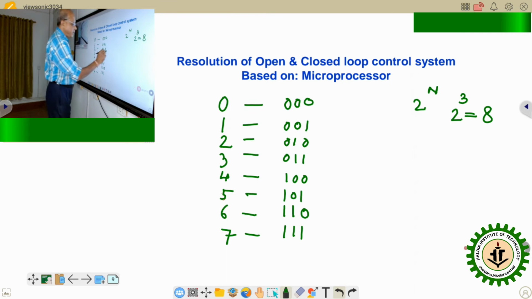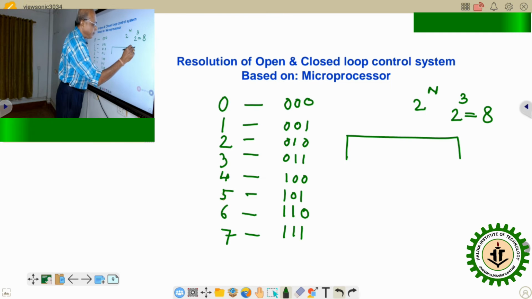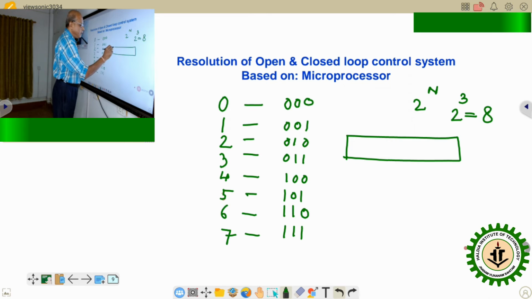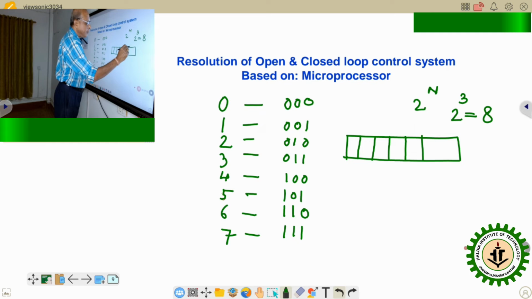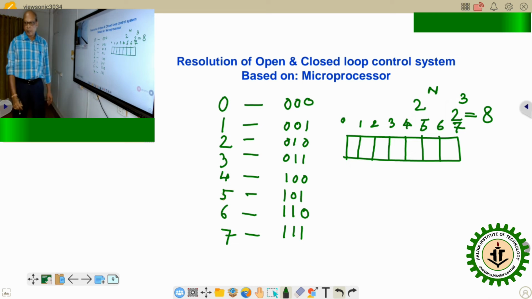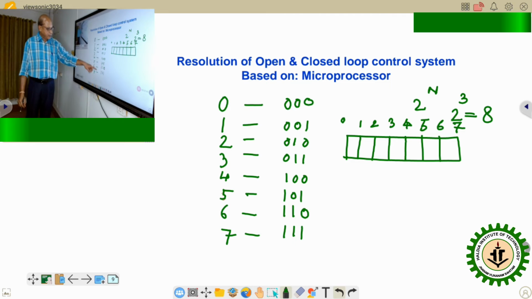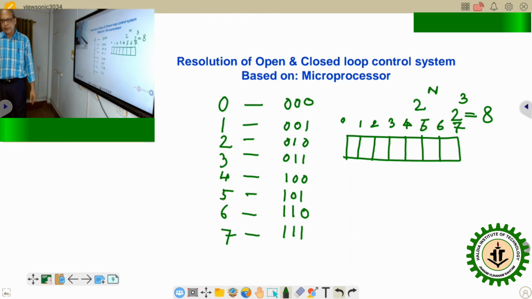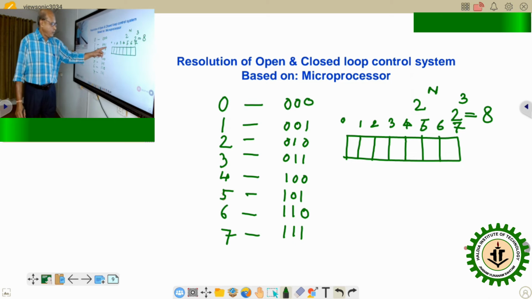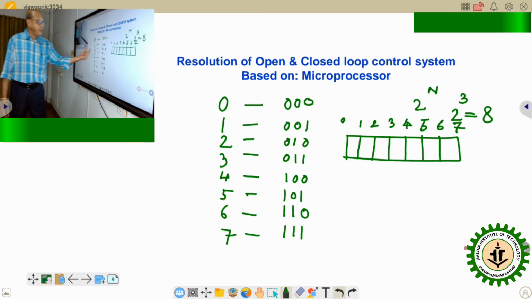If it is expressed in the form of a scale, say this is 0, 1, 2, 3, 4, 5, 6, 7. So these 8 different control points can be captured or represented by these combinations. 8 points are there. Now how many slots are there?